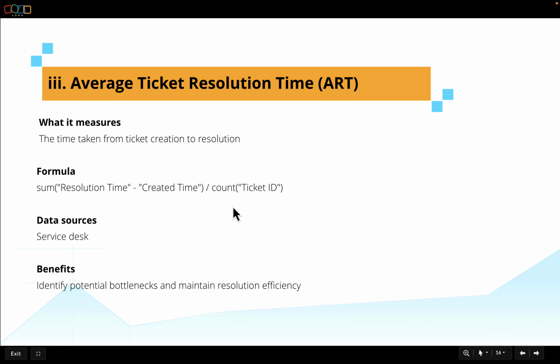This formula can be easily implemented using the Analytics Plus Advanced Formula Engine. It calculates the average time difference between ticket creation and ticket resolution divided by the total number of tickets created in that month. Data for resolution time, creation time, and ticket ID count can be obtained from your service desk tool, integrating it with your Analytics Plus application.